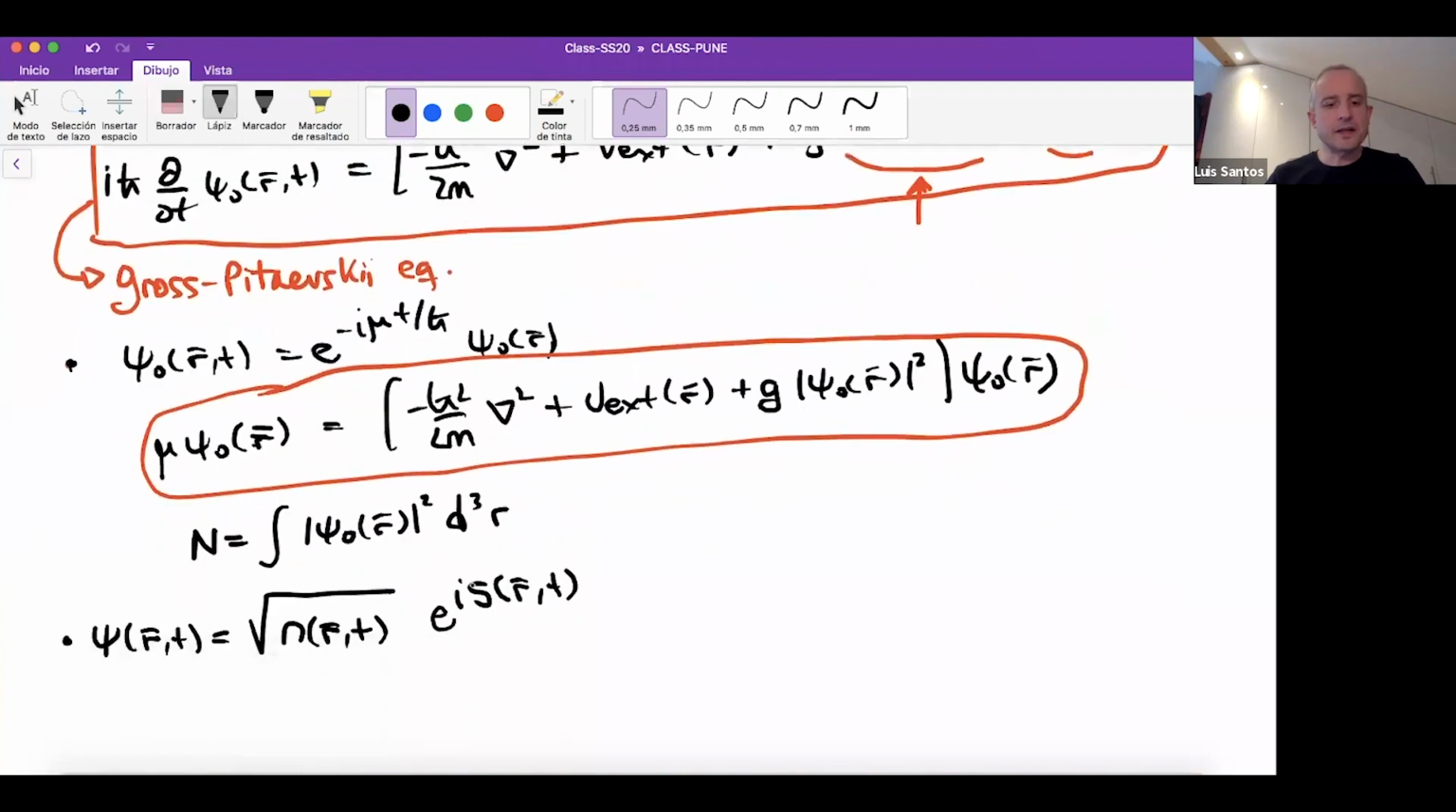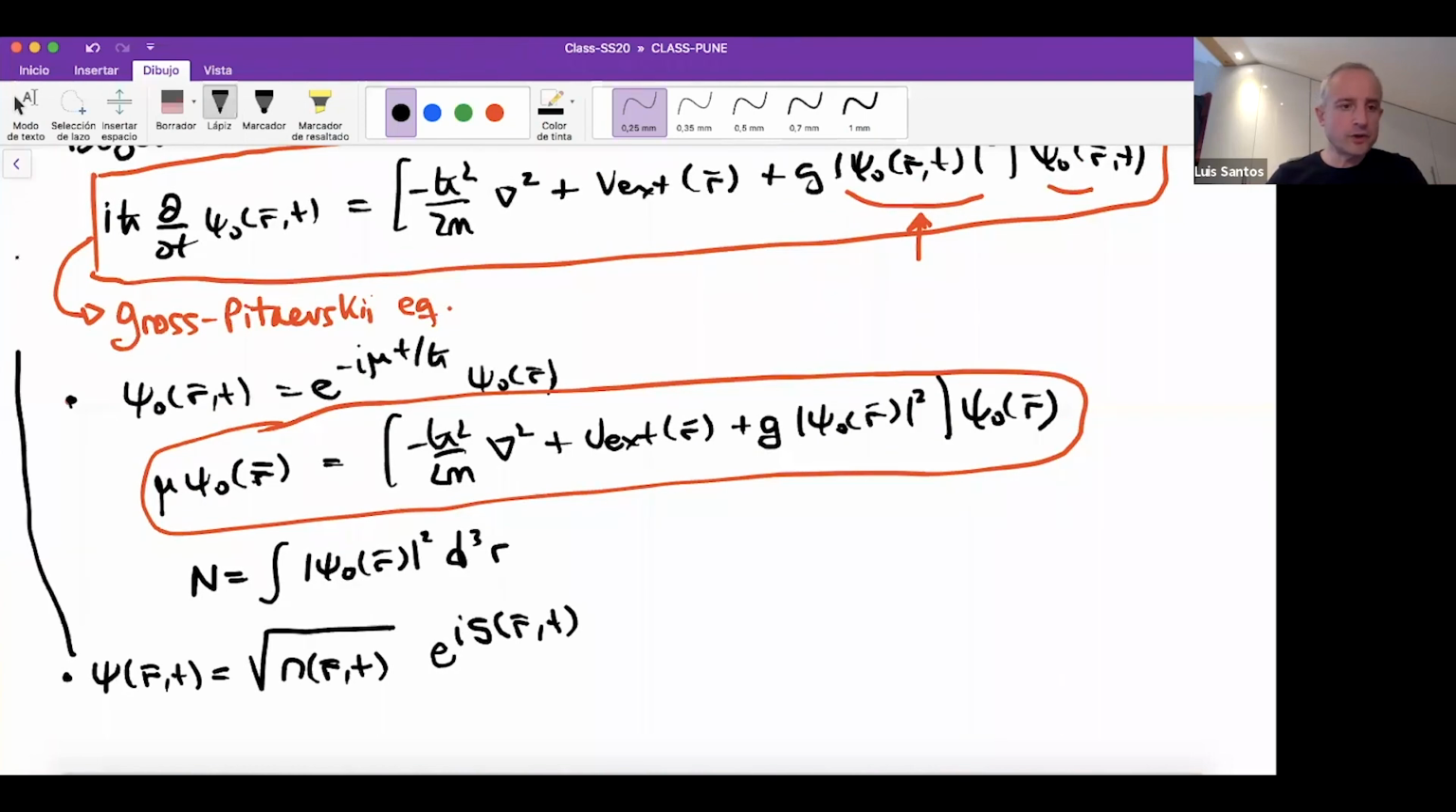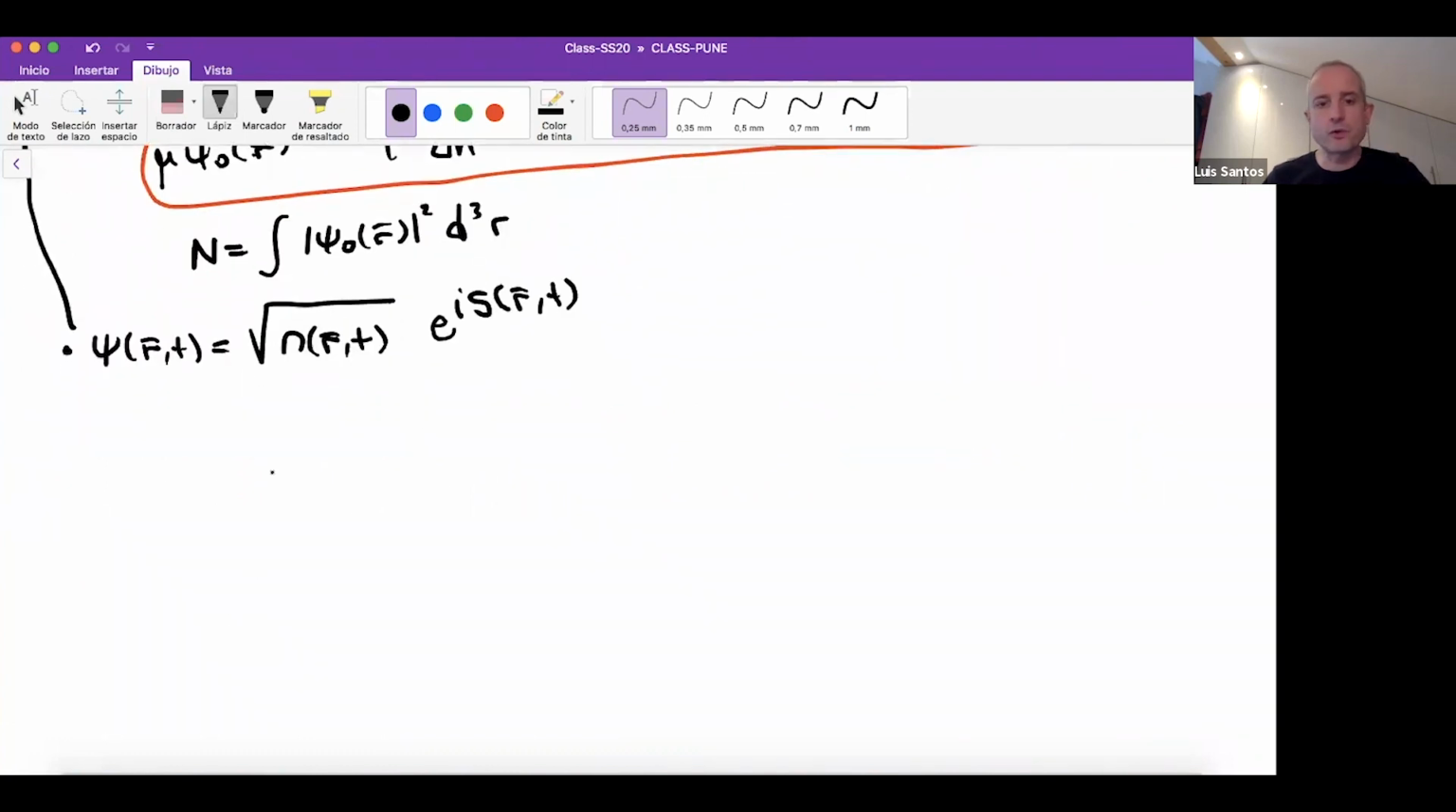Okay, let's now substitute this expression here into the Gross-Pitaevskii equation. And then I will obtain two equations, one for n and one for the phase. So let's see which is the first equation. The first equation that one gets is an equation for the density. And this equation acquires a very familiar form. I will not do all the steps. I just write you the result. You can check that this is correct. This is nothing else than the continuity equation. This has the form of a continuity equation. And this J is nothing else than the probability current.